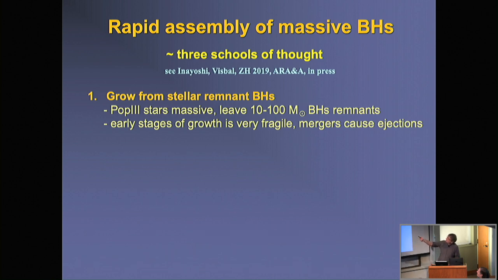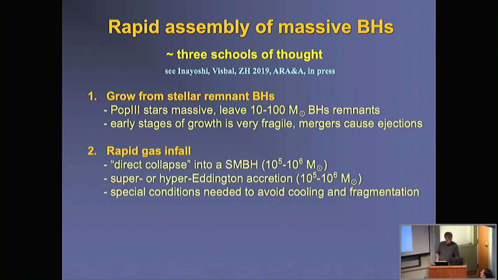So there are basically three ideas for how you might get massive black holes very quickly in the early universe. One is that you grow continuously from a stellar remnant black hole. In this case, the problem is that you have to grow continuously at this Eddington limit. And these black holes are born in very, very tiny galaxies where the escape speeds are very small, so gas can be ejected, the black holes can be ejected from these halos. So that's generally difficult, but it's not completely impossible.